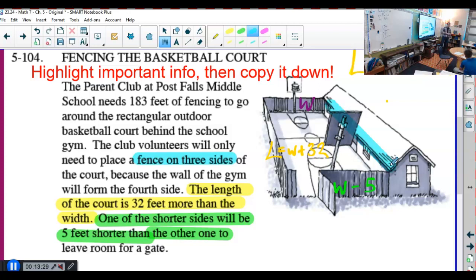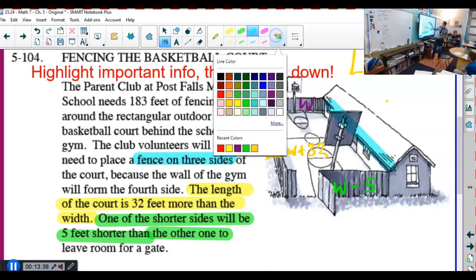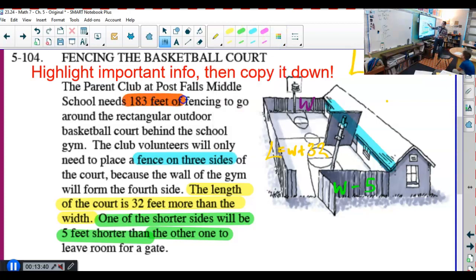Bethany, anything else important enough to highlight? Yeah, and the total of our fence is 183 feet. All right. Dive in. Start trying to figure out what each side of the fence measures to use up all of the 183 feet of fence and do each of the things that they've told us. I'm going to give you a minute on your own and then give you something that might help.